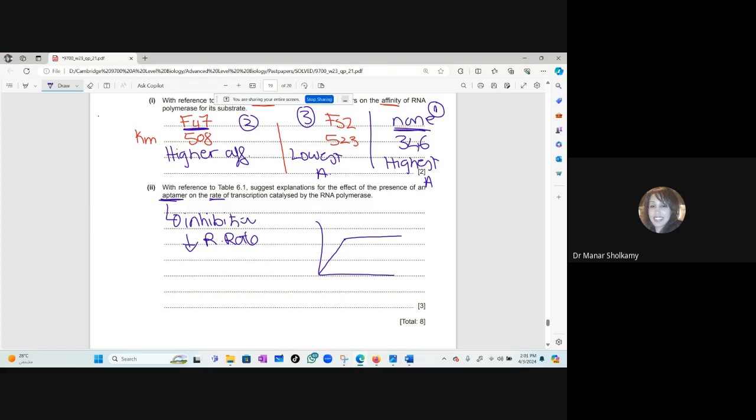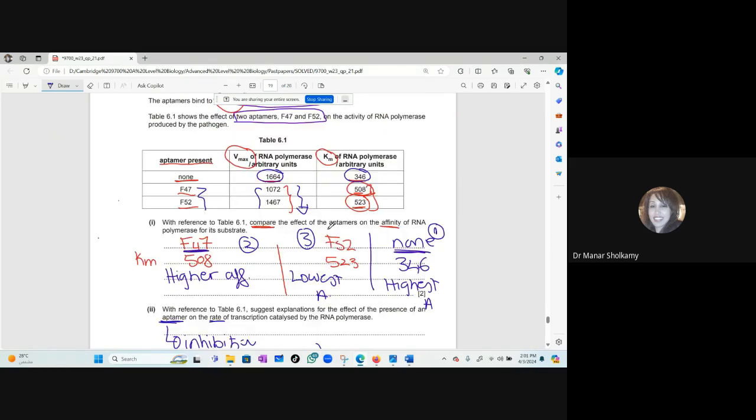Competitive or non-competitive? Non-competitive. Both of them, yes, the non-competitive. Both of them decrease the affinity. This is a little bit confusing. Thank God they don't ask you about the type of inhibitor, because the non-competitive inhibitor does not affect the Michaelis constant, but here the Michaelis constant decreased.